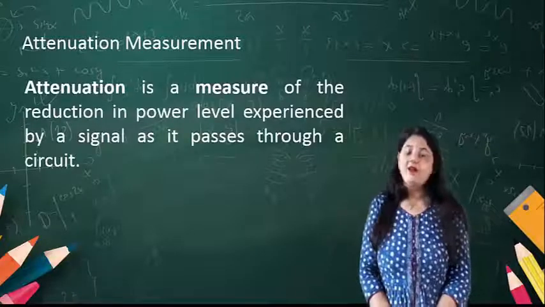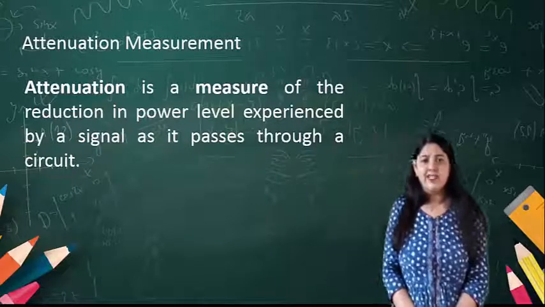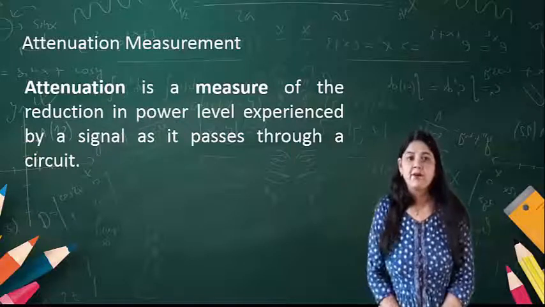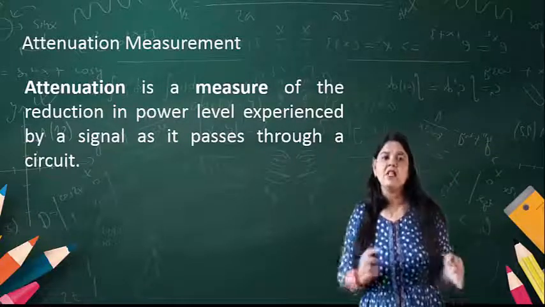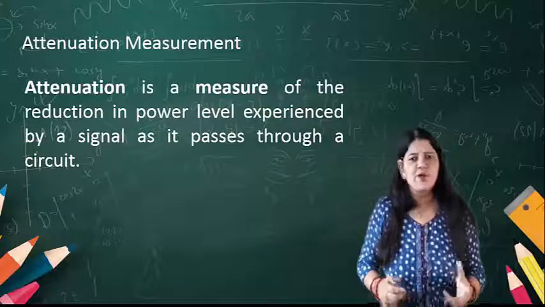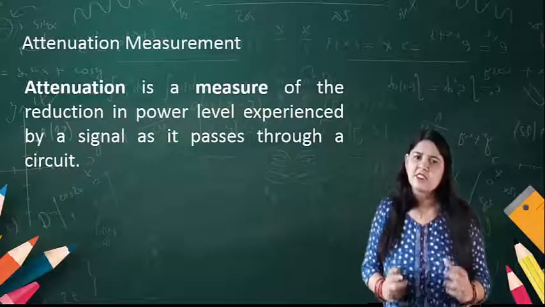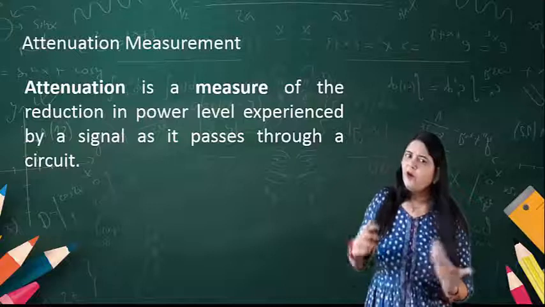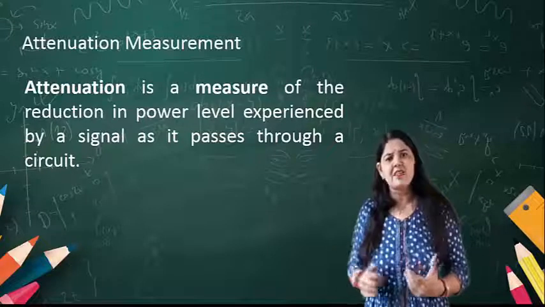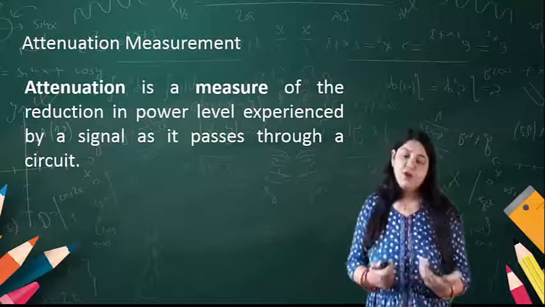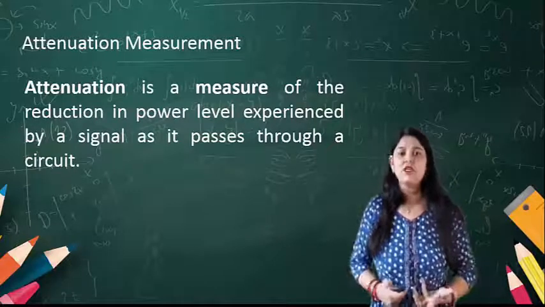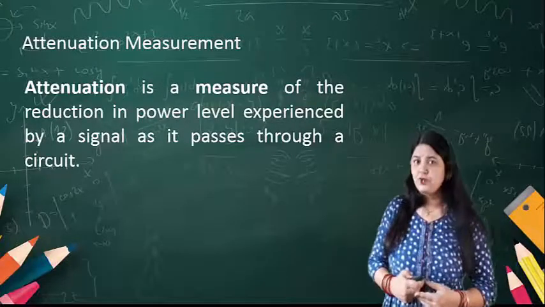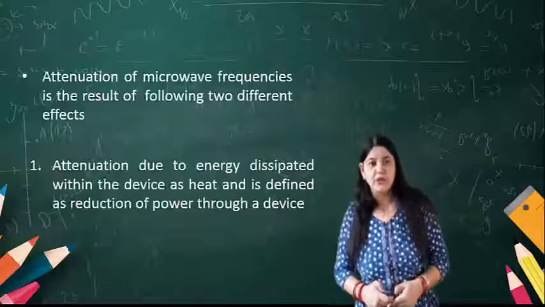What is the attenuation? We know that the definition of attenuation is a measure of the reduction in the power level experienced by the signal when it passes through the circuit. Whenever there is an input signal, we obtain an output signal. When the output is the same as the input, we can say that there is no attenuation in the signal. So we need to make attenuation measurements at microwave frequency.